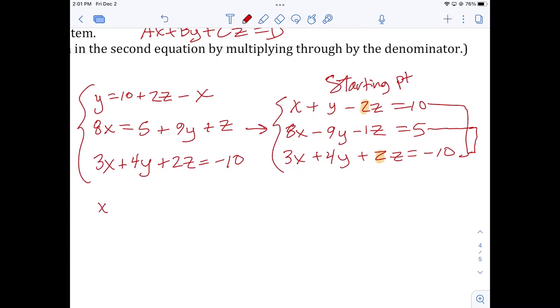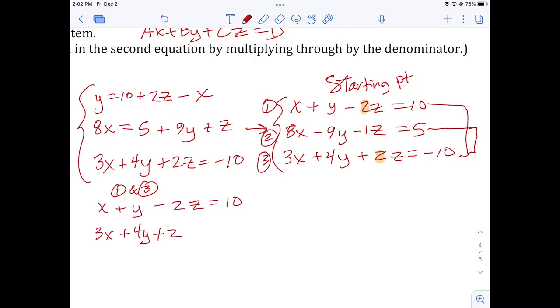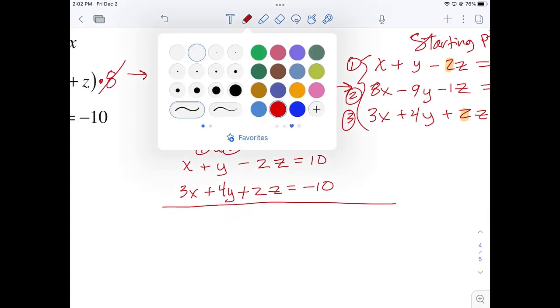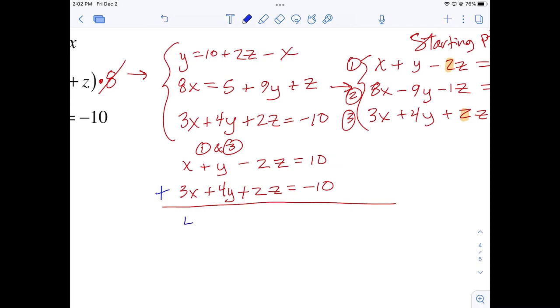I'll take equation 1, 2, 3. Let me number them. So I'm going to take equation 1 and equation 3. So x plus y minus 2z equals 10. And then 3 is 3x plus 4y plus 2z equals negative 10. And now, because they are already opposites, I can add. So I get 4x when I add vertically here, and I get plus 5y there. The z's are gone, and here, oh, wow. What's 10 minus 10? 0. That is 0. Huh, that's interesting. That's equation 4.